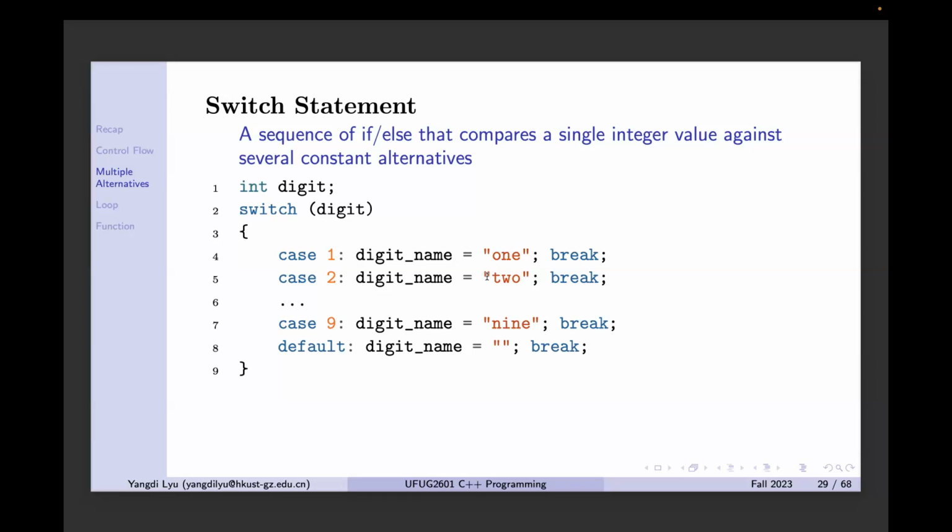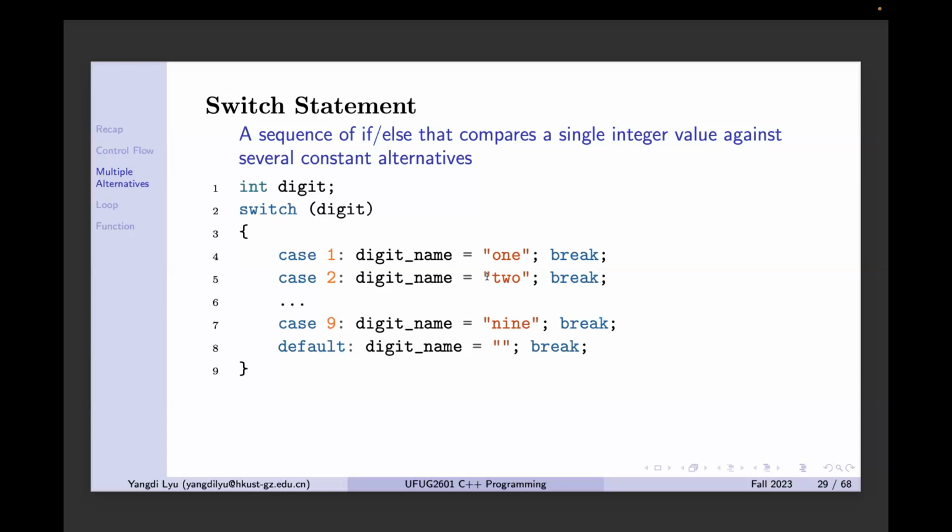Yeah, question. How does the switch judge the number, whether it's in an interval? Okay, there's no interval actually. The only thing you can compare is a single integer value. So switch is very limited actually. This is the only case it can be used. You can only compare a single value with another one.